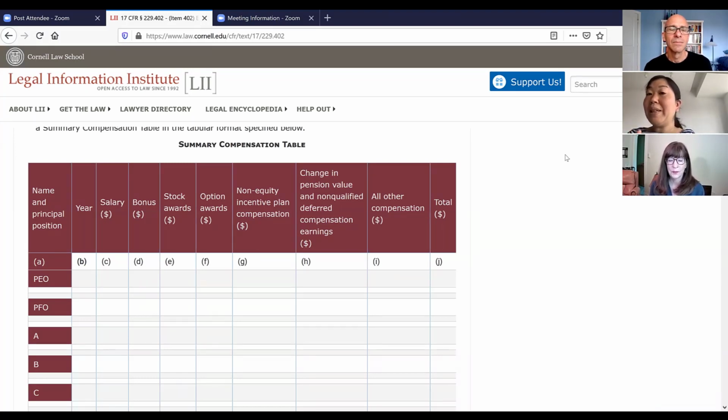You can actually delete columns if the column is totally not applicable to you, but you can't do that. That's the only change that the SEC really permits. And then the final point is just that all numbers have to be reported in US dollars.